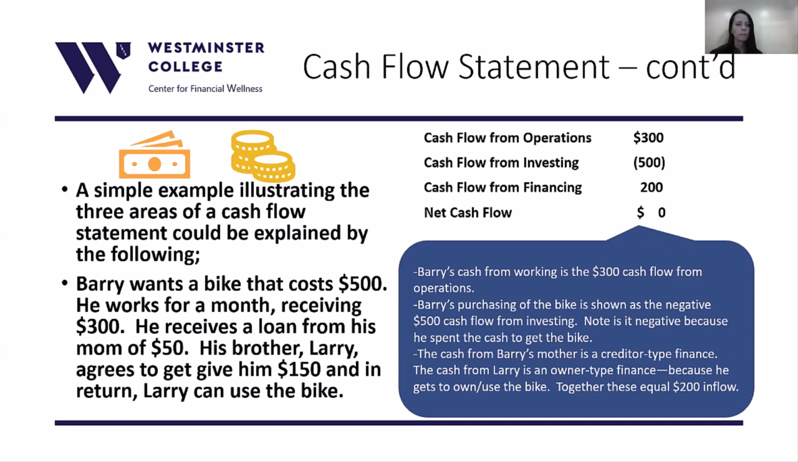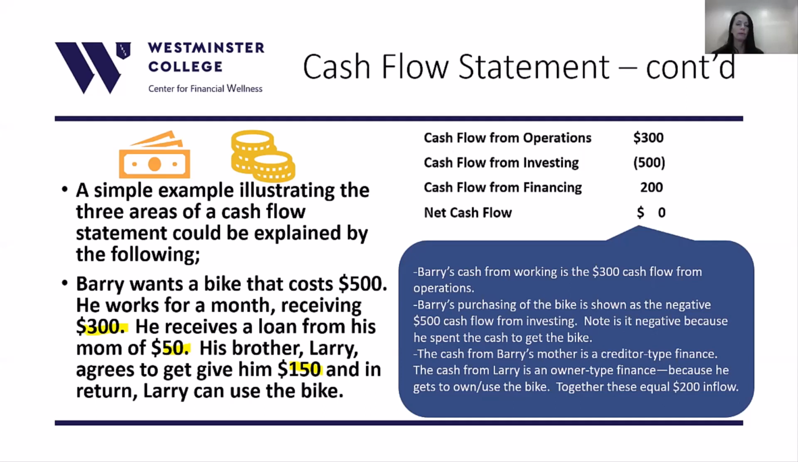Okay, so Barry wants to buy a bike that costs $500. He works for a month and he makes $300. So he has his own money. He receives a loan from his mom of $50, and then his brother Larry agrees to give him $150, and in return, Larry gets to use the bike. So you can see that Larry has a little bit of ownership, whereas Barry's mother does not. This is just a straight up loan. She expects to get paid back.